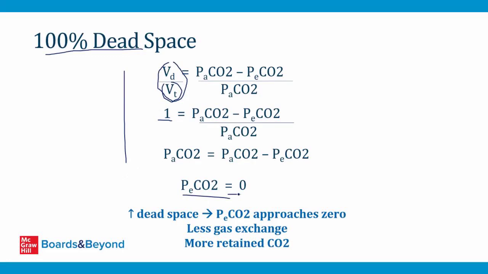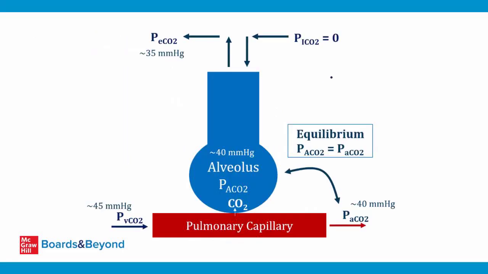So this is another big picture principle of Bohr's equation, which is as the amount of dead space goes up, the expired CO2 approaches 0. There's less gas exchange, more retained CO2, so you're not breathing out or exhaling any CO2. So once again, back to this drawing, we inspire air with essentially no carbon dioxide in it. And if the lungs were all dead space and there were no gas exchange, then we would exhale air that also had zero carbon dioxide in it. And that's the idea of what happens when the amount of dead space goes up.